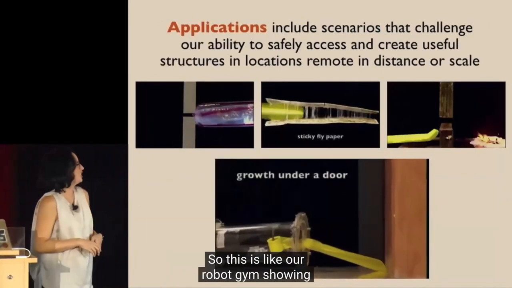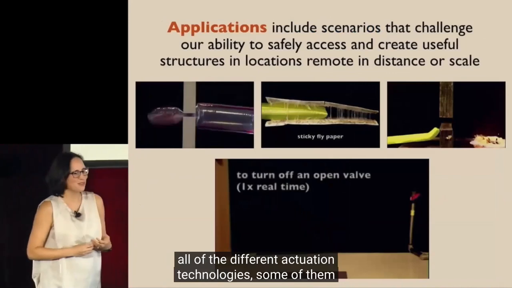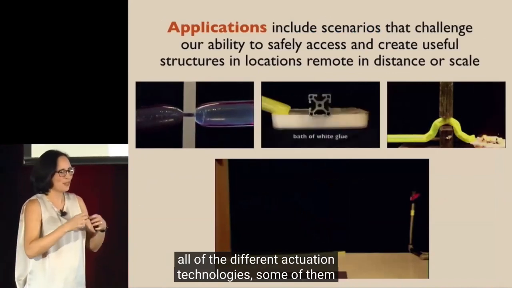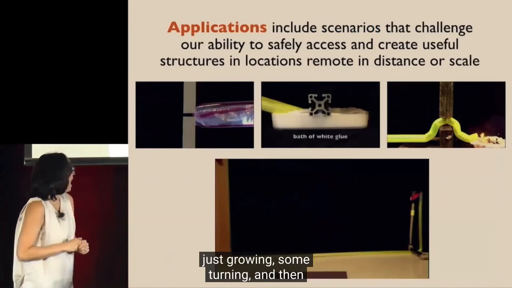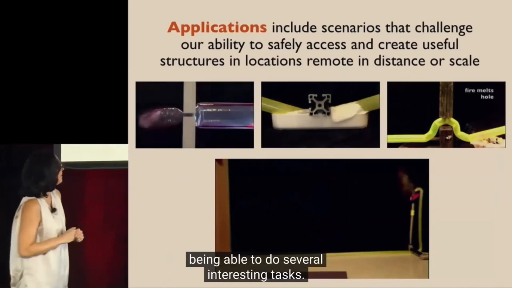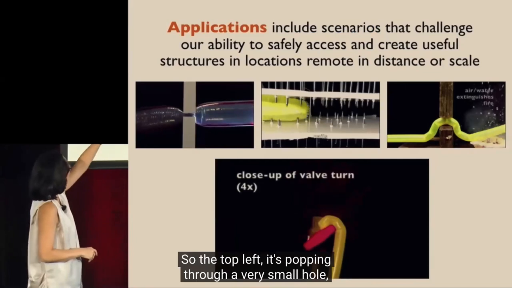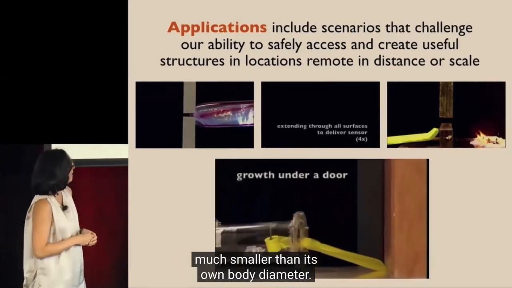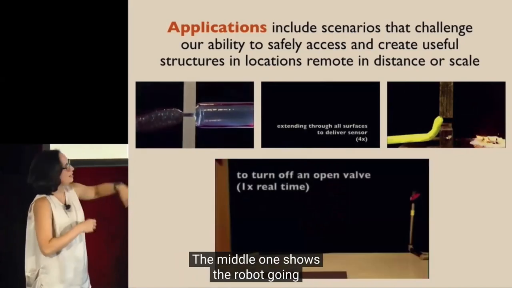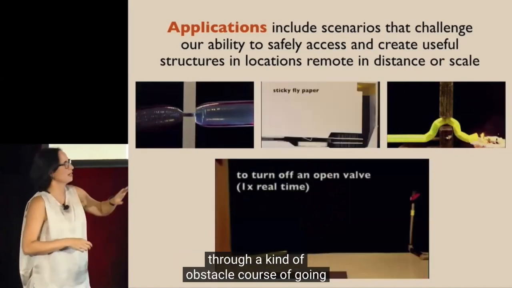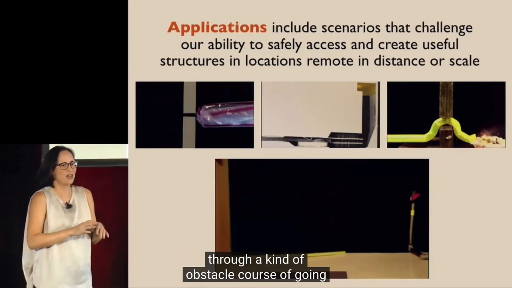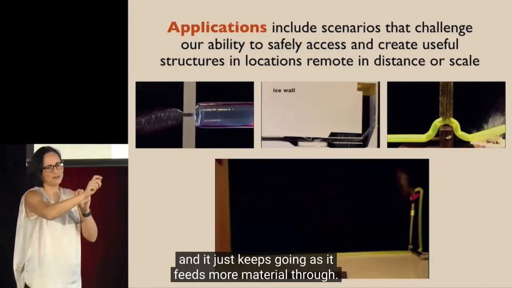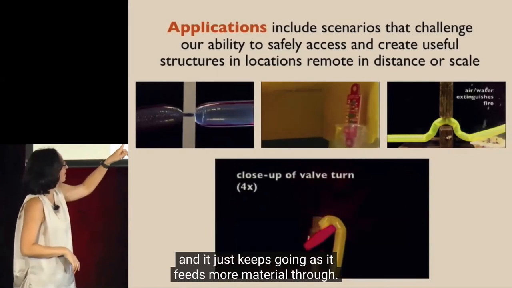This is like our robot gym showing all of the different actuation technologies, some of them just growing, some turning, and it being able to do several interesting tasks. So the top left, it's popping through a very small hole, much smaller than its own body diameter. The middle one shows the robot going through a kind of obstacle course of going through a bath of glue and then getting punctured by some nails, and it just keeps going as it feeds more material through.